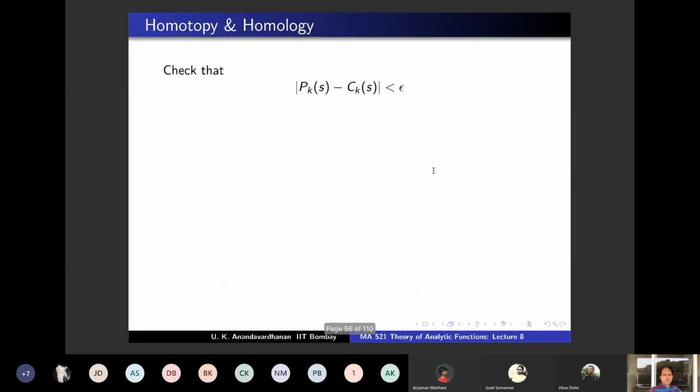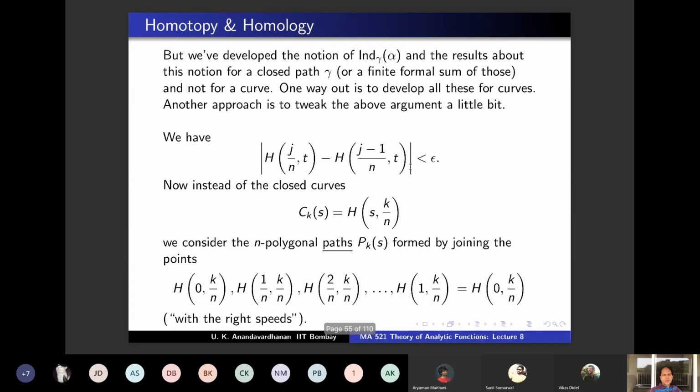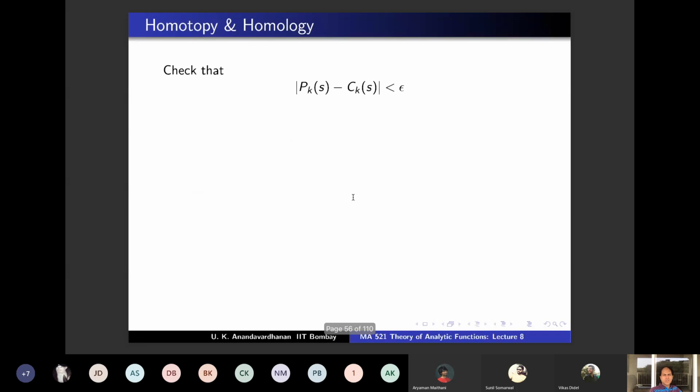So this follows. And you can also observe that the distance between P_{k+1} and P_k is also less than epsilon. That's also obvious. If you take the line joining these two and the line joining these two, and subtract, again it will follow that that's also less than epsilon. So please check that. This is less than epsilon and this is also less than epsilon.